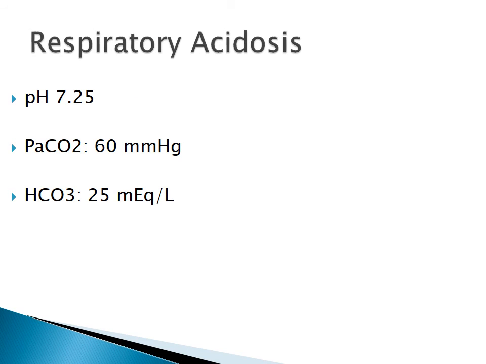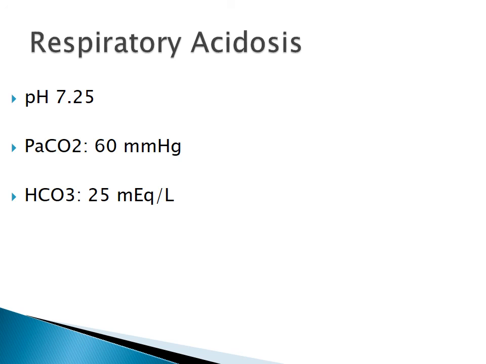So when we look at respiratory acidosis, let's look at this example and do our steps. The first step is the pH is 7.25. Is that normal? No, it's not normal. It's low. So if it's low, does that mean it's acidotic? Yes, that's what it means. So we can immediately say right away the patient is acidotic.